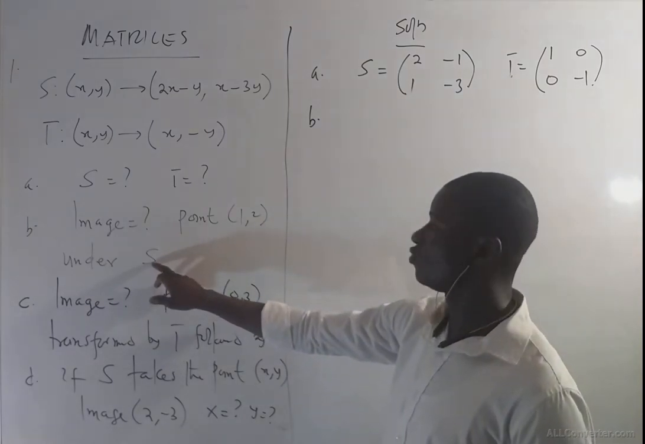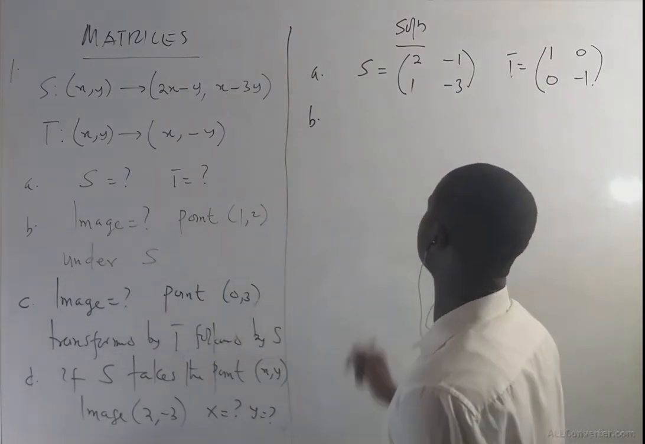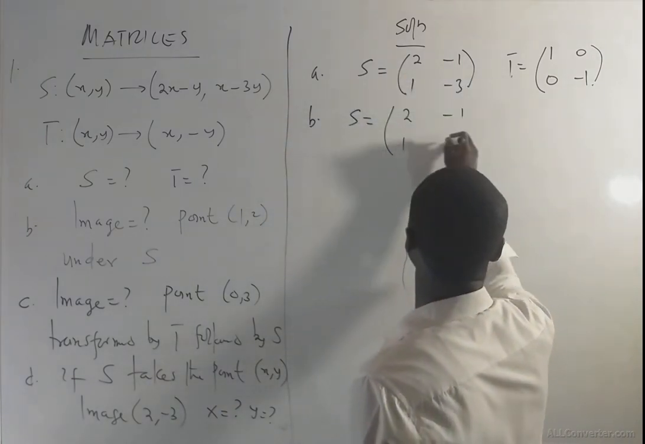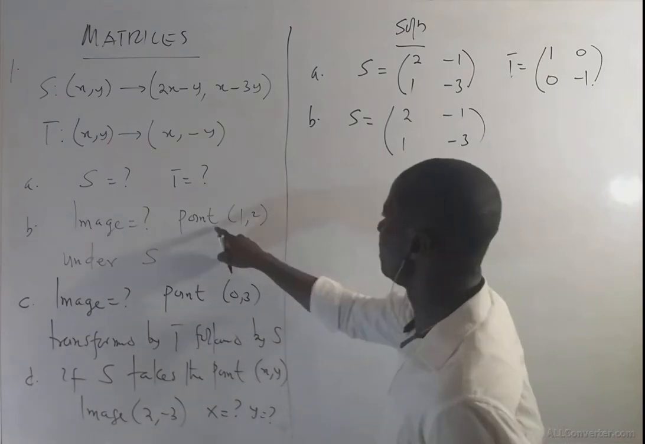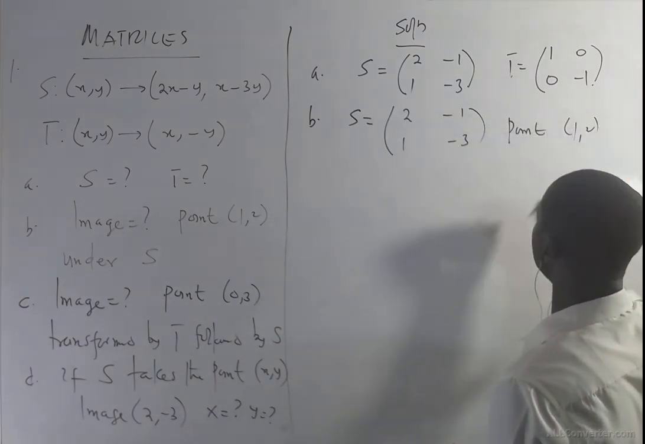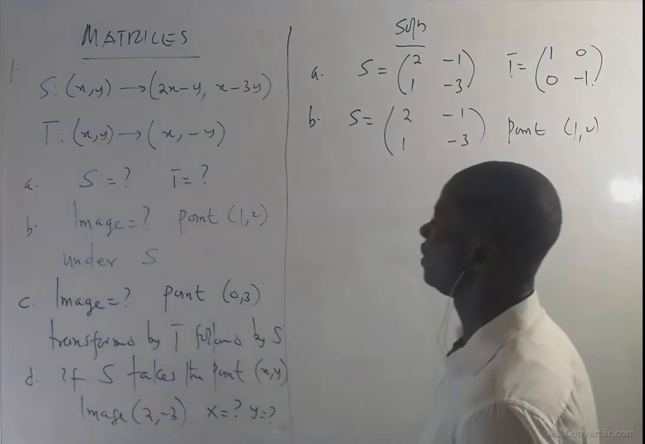Under S. So we are using the matrix S, and the matrix S is 2 minus 1, 1 minus 3. And we are given the point, and the point is 1, 2. And we have to find the image. We have to find the image.